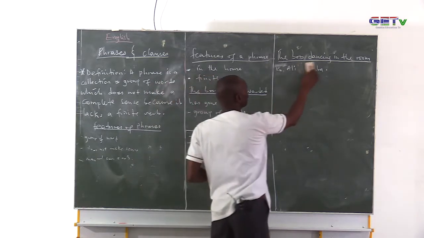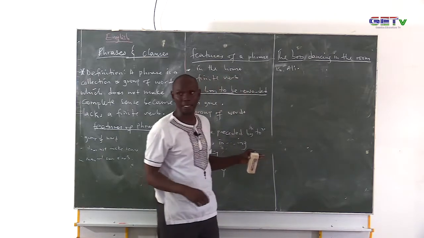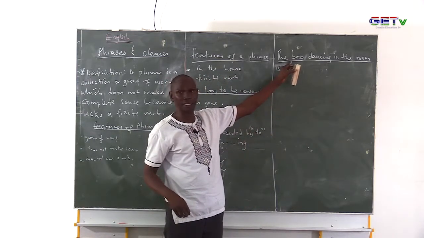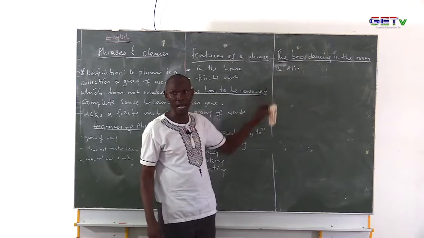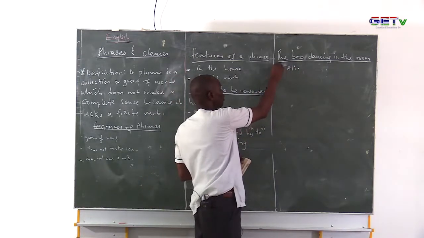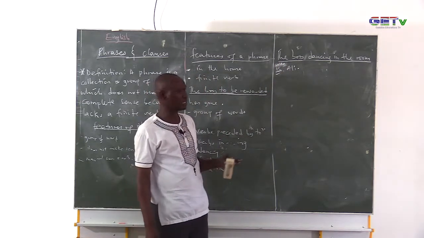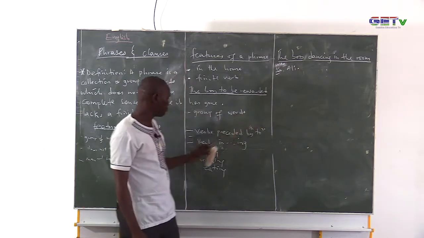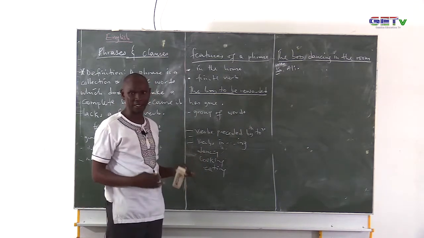So if also we maintain the subject singular and change the time from present to past, then we say, for instance, the boy dancing in the room is Ali. Now, if you want to change the action to past, we say the boy dancing in the room was Ali. So this also will change to was to agree with the time. So therefore, when verbs end with ing, they are non-finite verbs.